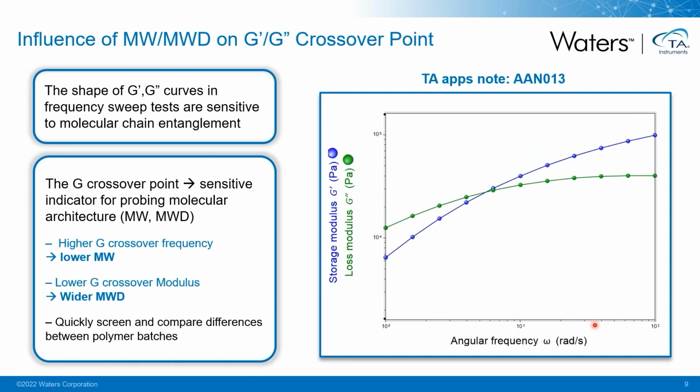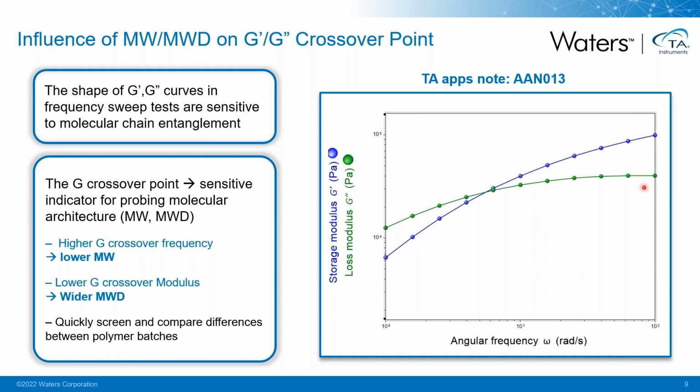In addition to just using the viscosity signal, in frequency sweep measurements, the shape of the G' and G" curves and also the G' G" crossover point are sensitive to polymers' molecular architecture. Polymers are inherently viscoelastic. Under higher testing frequencies, which correlate to short timescales, the polymer chain relaxation may not be able to fully follow the testing frequency.